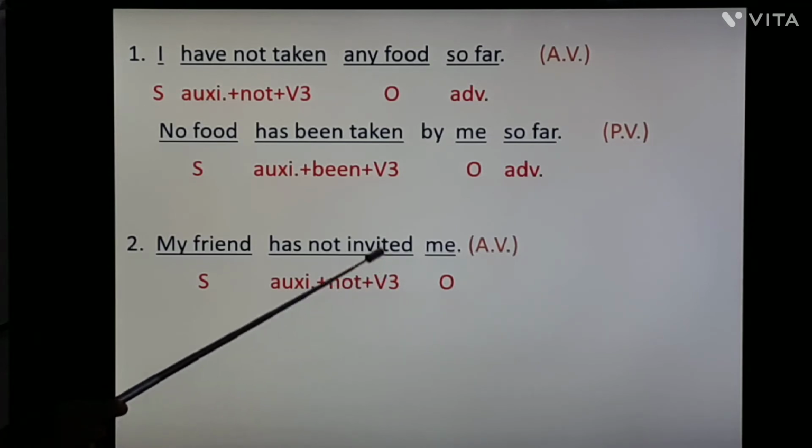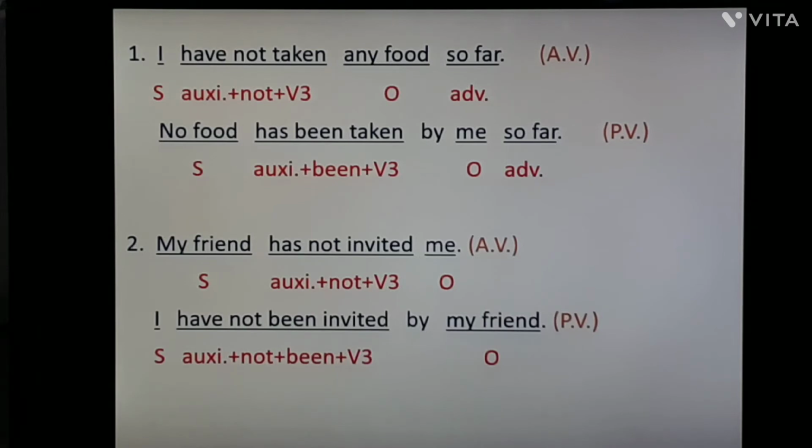Now we will turn this active into passive. Me. Me becomes I in passive. So I, subject, and according to I, have is the auxiliary verb. Not is given because we are framing a negative sentence. And then put been. Then the V3 form of the main verb. So invited, that is V3 form.